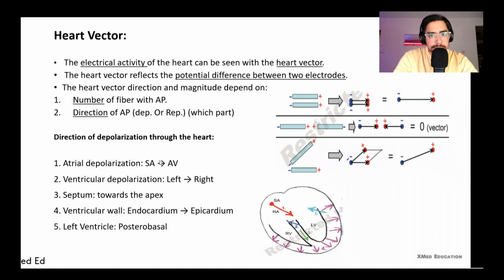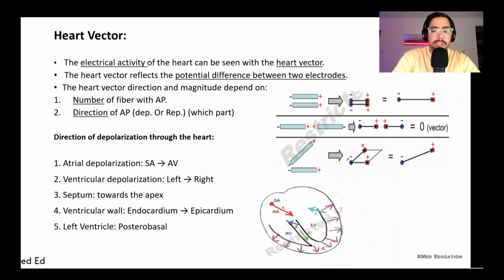So first, in the heart, what's going to happen? Atrial depolarization. How does it go? The direction is important. The direction is from the SA node to the AV node. The direction is something like this. Then the ventricular depolarization is from the left side to the right side, as you see second here. Then in the septum, between the two ventricles, it's toward the apex of the heart. So from this part, they go to the apex of the heart.